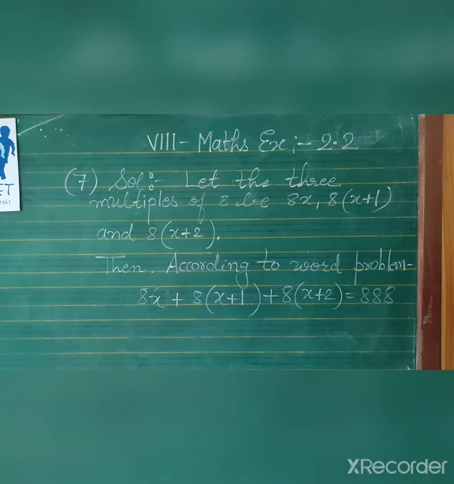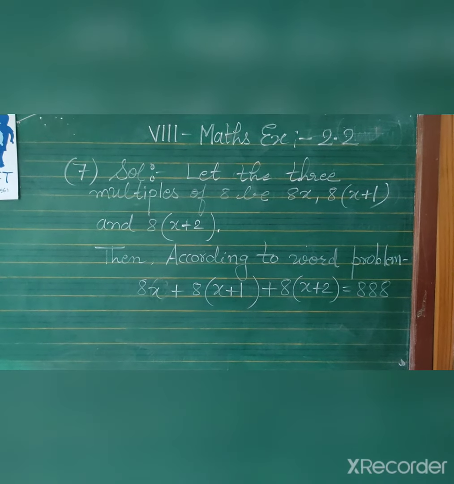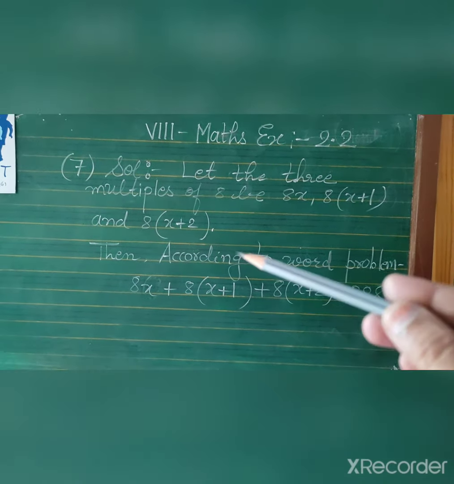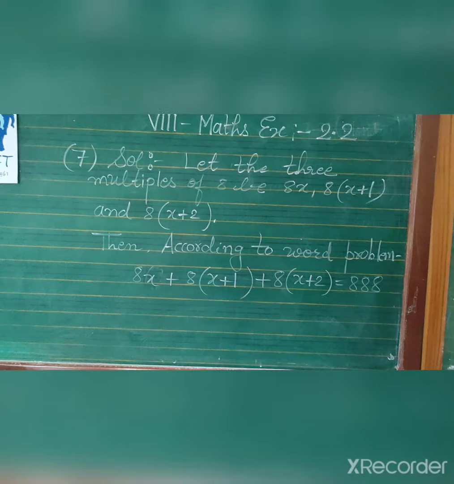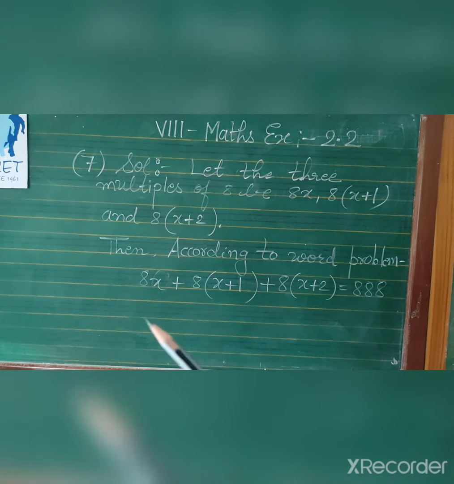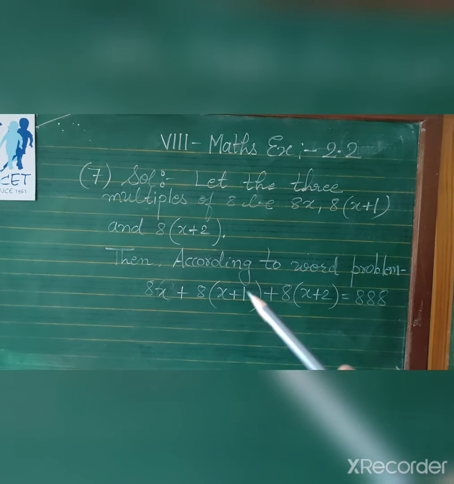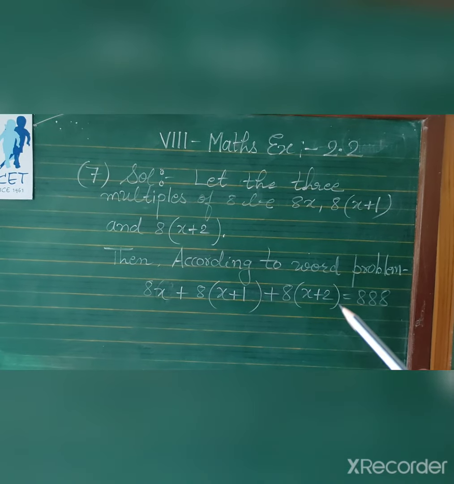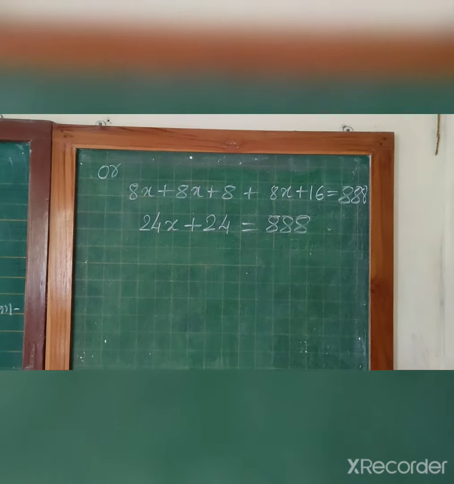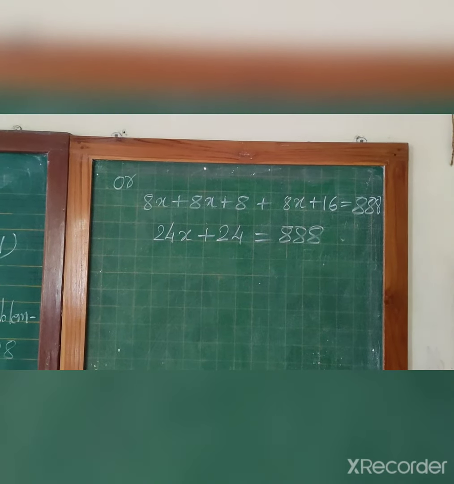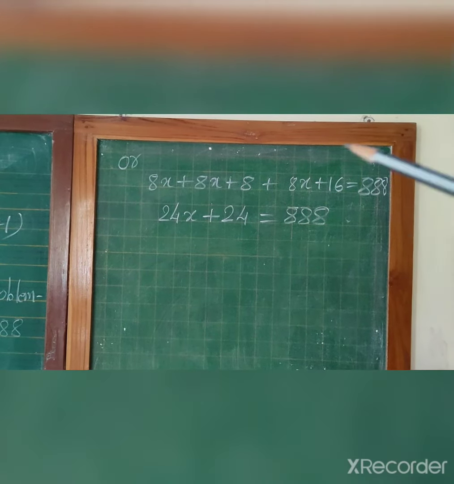So you will assume, let the three multiples of 8 be 8x, 8 into x plus 1 and 8 into x plus 2. Same consecutive numbers you will take and multiply by 8. So these are multiples of 8. Then according to the word problem, when we add these multiples, we are getting 888. 8x plus 8, multiply in x also in 1. So 8x plus 8, 8x plus 16 equal to 888. So you can see the next step: 8x plus 8x plus 8 plus 8x plus 16 is equal to 888. So 24x plus 8 and 16, 24.